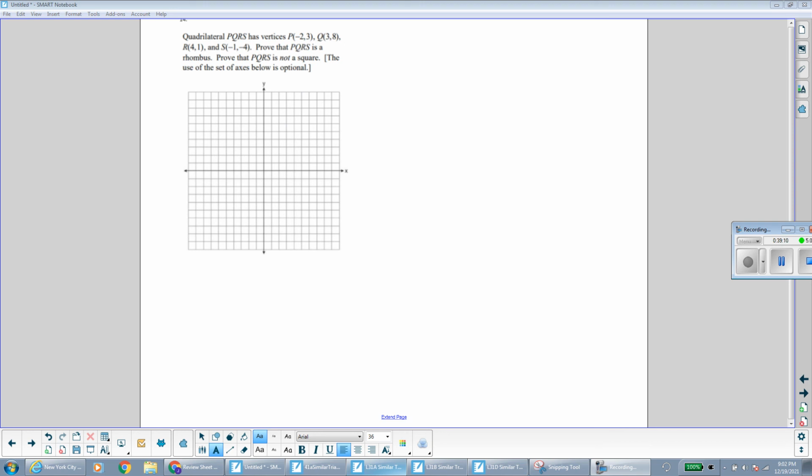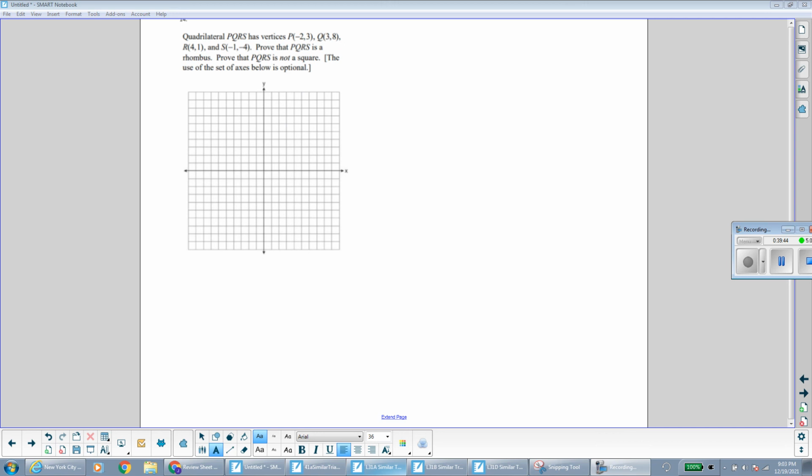So that's one method. Another method that you could use is you could find the length using distance formula of each of the diagonals in PQRS. If the diagonals have the same length, that would make it a rectangle. So if you use the distance formula and you show that the diagonals are not the same length, then you know that you do not have a rectangle. PQRS is not a square because it is not both a rhombus and a rectangle.